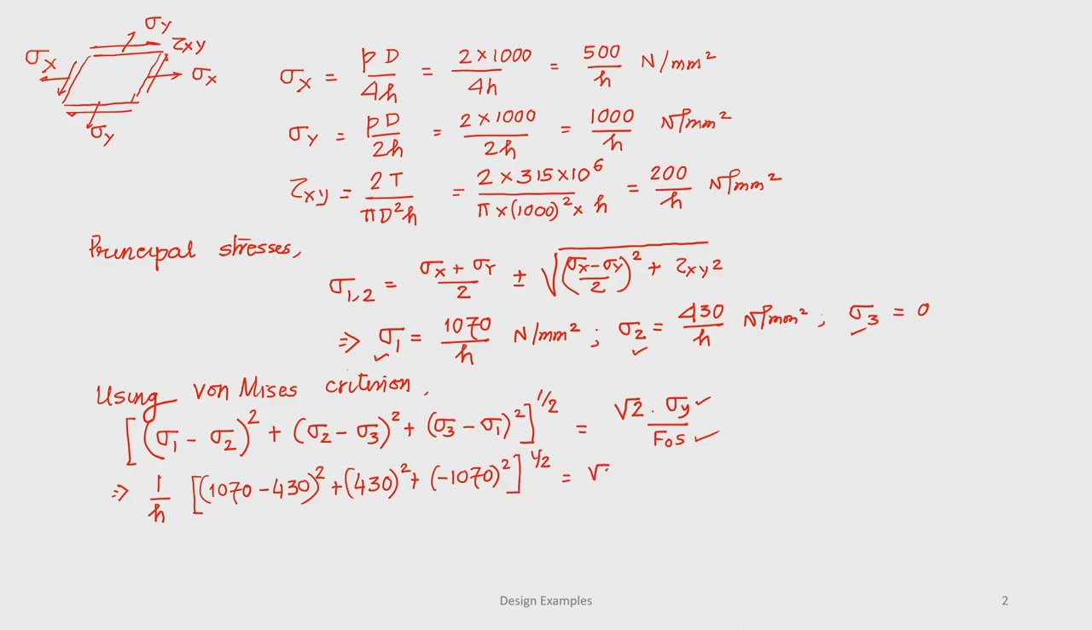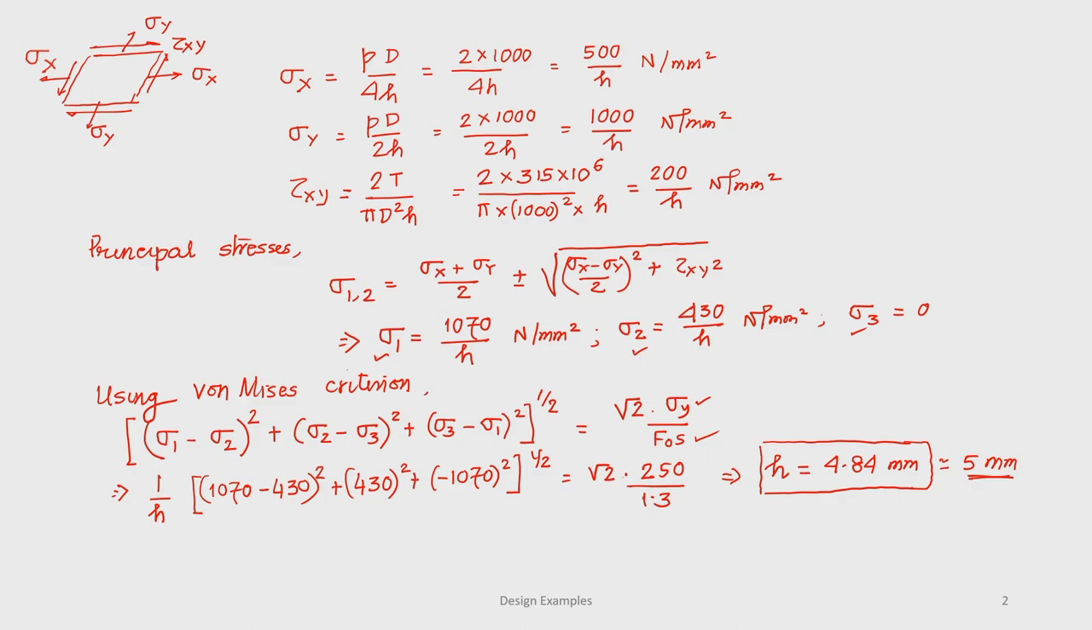Half is equal to root 2 into this, 250 megapascal. Factor of safety is 1.3, and this gives us h equal to 4.84 millimeter. So, using distortion energy theory or von Mises criterion, we get the thickness of the aluminum cylinder as 4.84 millimeter, so that it does not fail. Or we can take this as 5 mm.